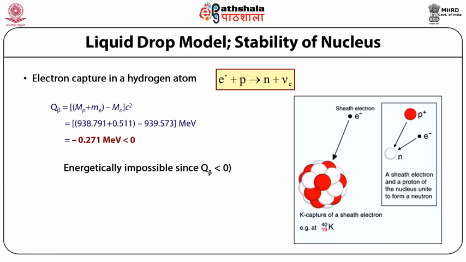In case of hydrogen, we know that in the nucleus we have a proton, and in the orbit around it we have one electron. So since the electron capture is not possible by the proton, we can say that our hydrogen survives.